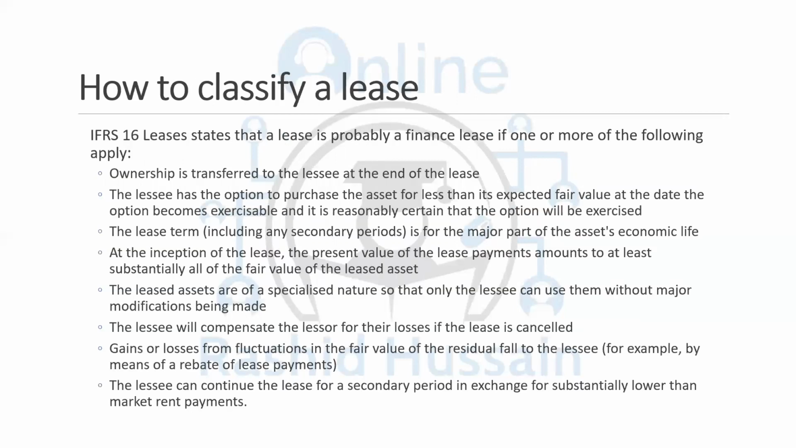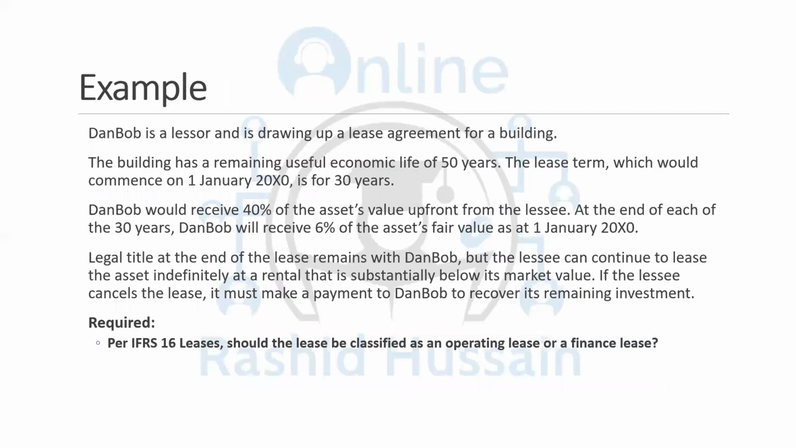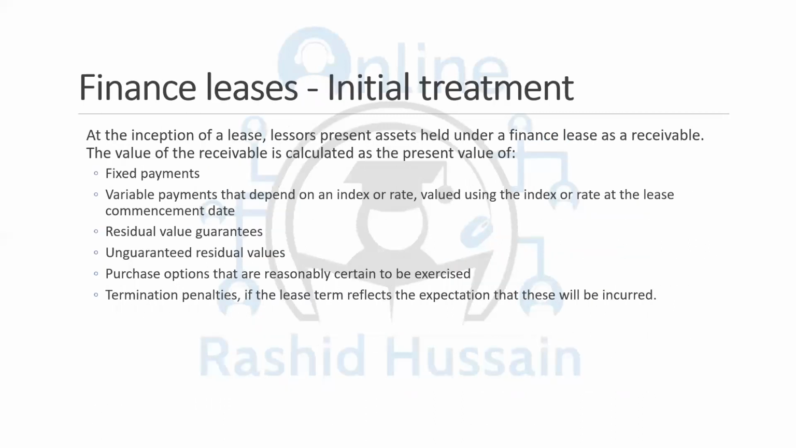So how to classify a lease, whether it's a finance lease or an operating lease? If the ownership is transferred to the lessee at the end of the lease period, then it's a finance lease. If the lessee is making the payment which is approximately equal to the fair value of the asset, then it's a finance lease. If the lease is for the major part of the asset life, then it's a finance lease. If the asset is a purpose-built asset specially made for the lessee, then it's a finance lease. Other than that, it is going to be an operating lease.